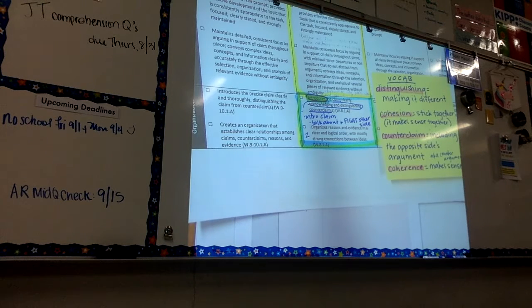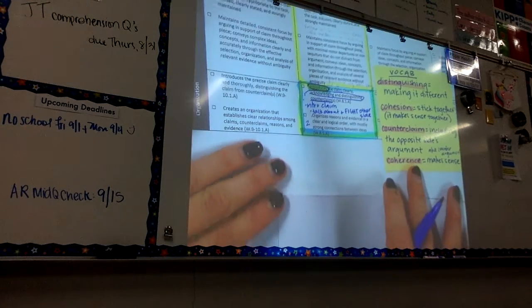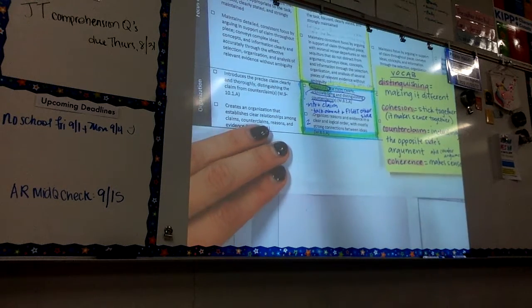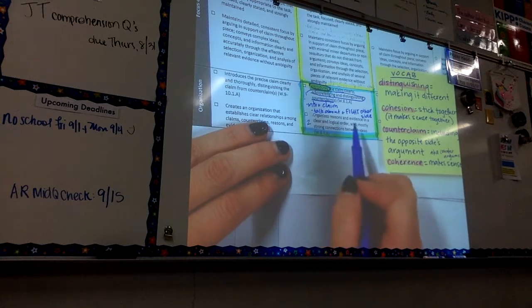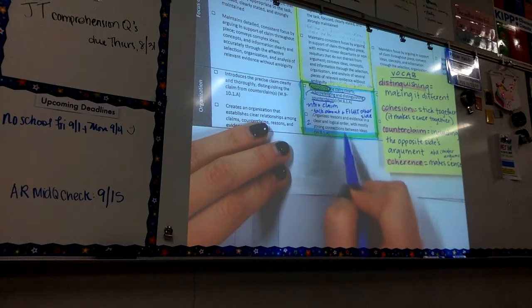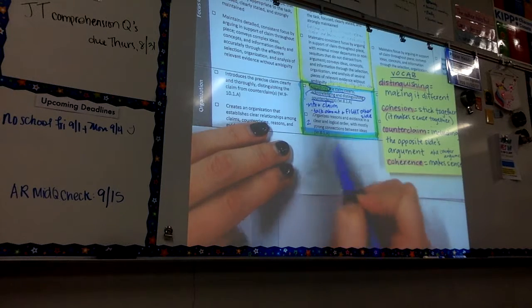Do you guys want me to model number 2 as well? Yes. All right. Yes, sir. I'm going to have you help me with it, though. All right. Organizes reasons and evidence in a clear and logical order with mostly strong connections between ideas.